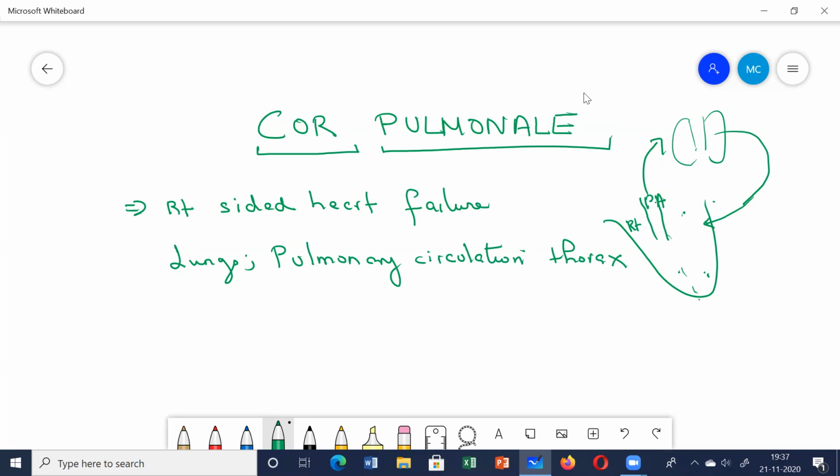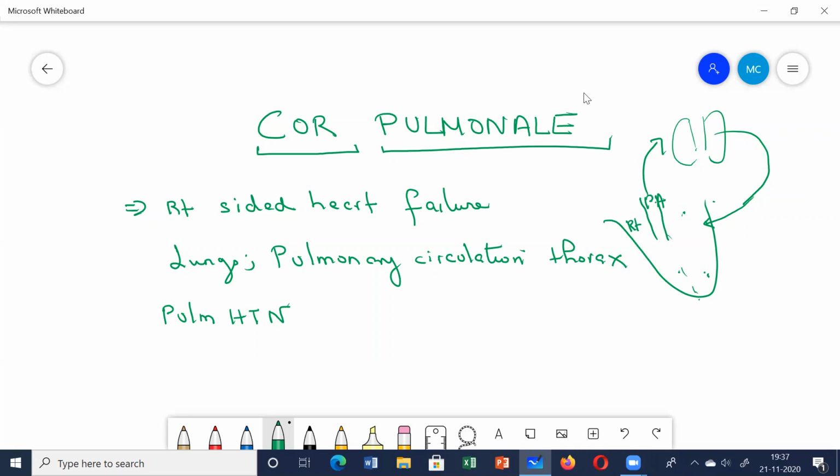So what is the most common cause of cor pulmonale? Mainly pulmonary hypertension. The pressure inside the pulmonary arteries increases. I'll tell you the different causes due to which the pressure inside the pulmonary arteries can increase, which we call pulmonary hypertension. Obviously, if the pressure inside the pulmonary arteries increases, the right ventricle has to push the blood into the pulmonary artery with a greater force, so there will be a pressure overload in the right ventricle. This can lead to right ventricular hypertrophy. We will go through those.